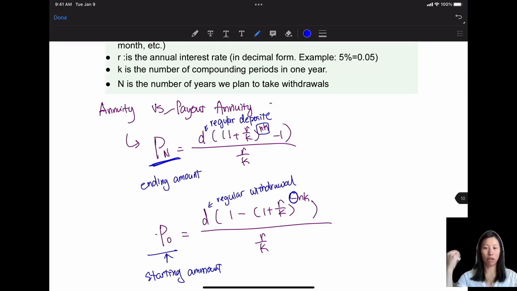Okay, so that's the difference between annuity and the payout annuity. So basically, with an annuity you put in multiple deposits regularly, and a payout annuity is you taking the money out regularly.